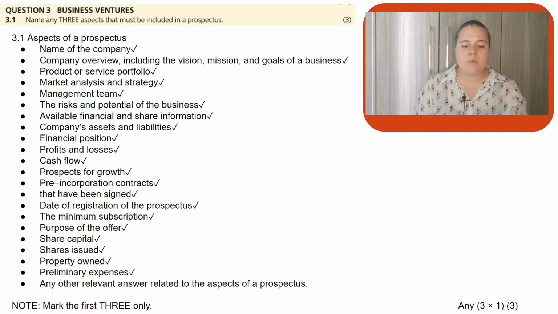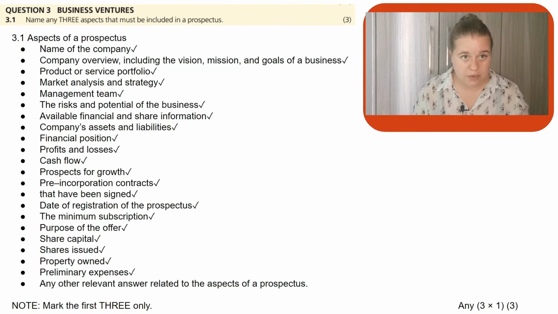So quickly going through them, we can give the name of the company, company overview, which includes the vision, mission, and goals of the business, product or service portfolio, market analysis and strategy, management team, the risks and potential of the business, available financial and share information, company's assets and liabilities, financial position, profits and losses, cash flow, prospectus for growth, pre-incorporation of contracts that must be signed, the date of the registration of the prospectus, the minimum subscription, the purpose of the offer, shared capital, shares issued, and then property owned and preliminary expenses.